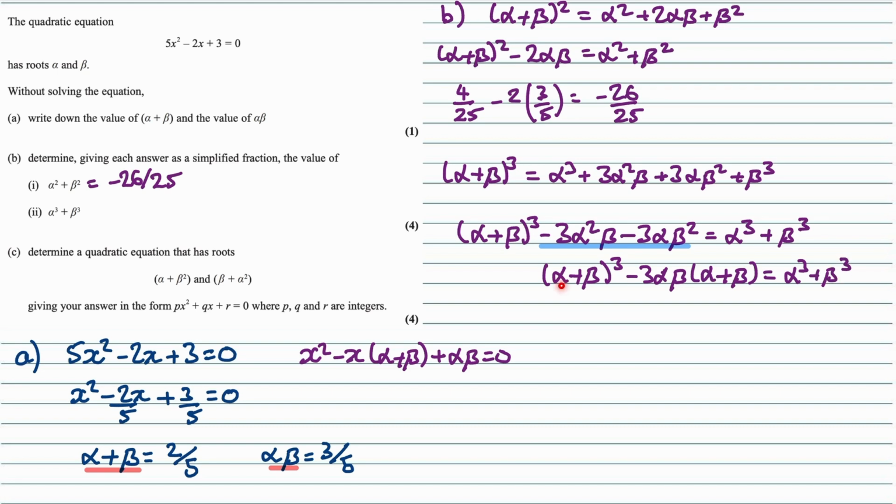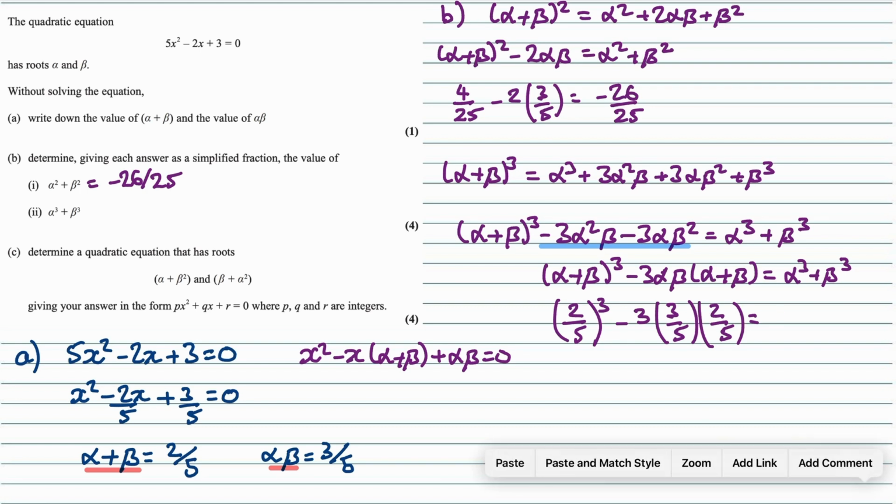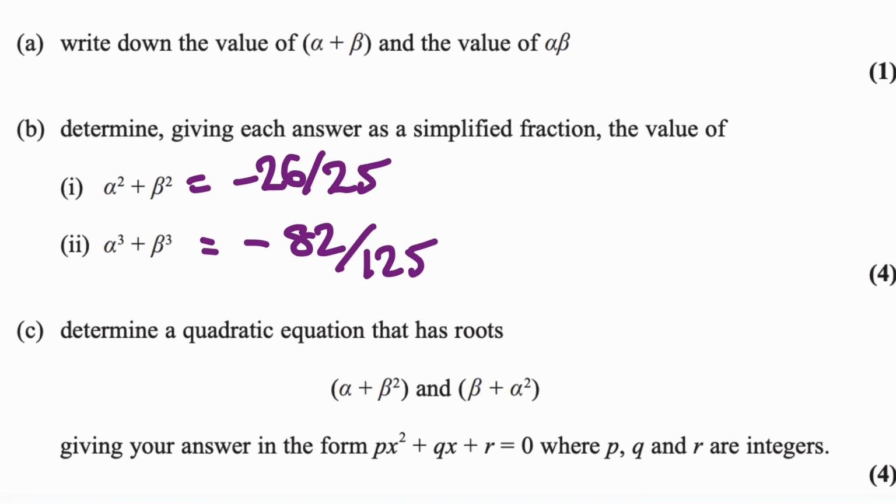We can substitute in the values for alpha plus beta. This is 2/5 here and here. And we know that alpha beta is 3/5. And when we work all of this out, we get negative 82/125. So now do you want to give question C a go? We're told that a quadratic equation has the roots alpha plus beta squared and beta plus alpha squared. We need to write the equation in this form, where we need to work out P, Q, and R. Again, you can pause the video and come back when you're ready.